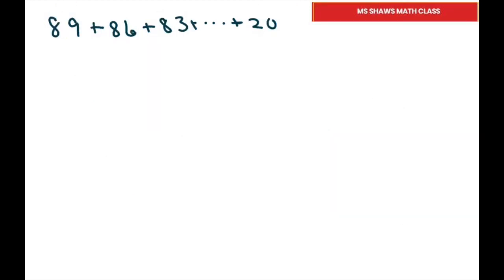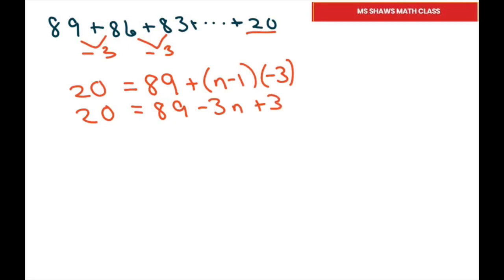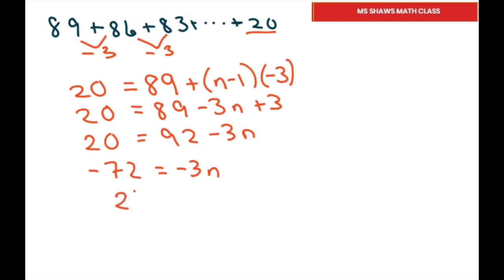Okay, again, on this last problem, you probably want to try to do it by yourself. Our common difference in this case is -3. So we're going to find our n by doing our last term equals your first term plus n minus 1 times your common difference. So you get 20 equals 89 minus 3n plus 3. So this is going to be 20 equals 92 minus 3n. Subtract 92 from both sides, it's going to be negative 72 equals negative 3n, and divide negative 72 by negative 3, and you get 24 equals your n.